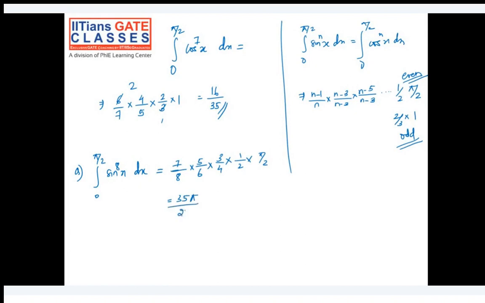So remember, whenever you have even power of sine or cos, you should end up with the pi term in the answer. If it is odd, then you will not get the pi term. Okay.